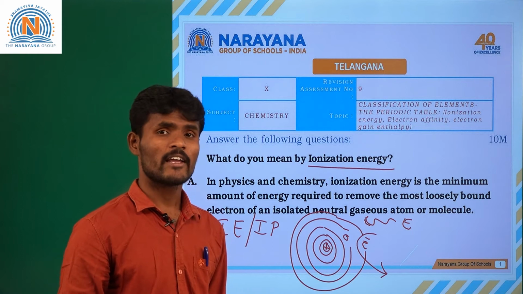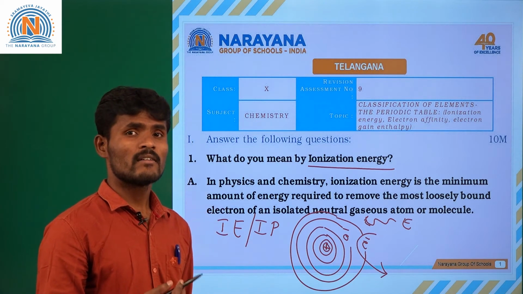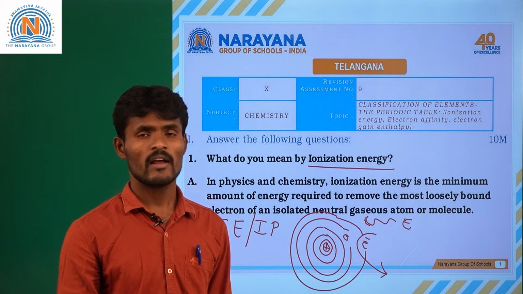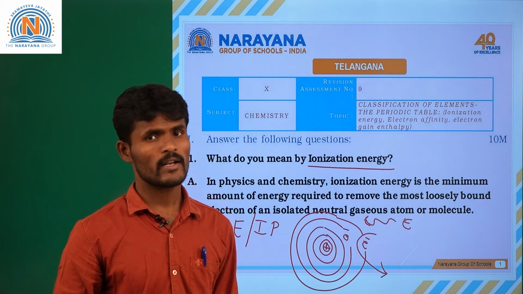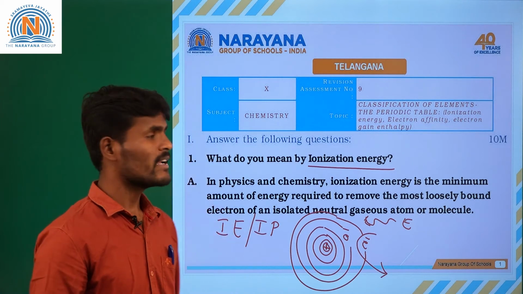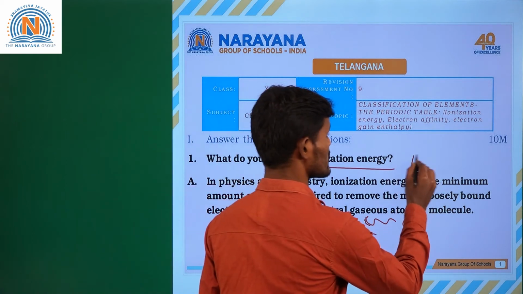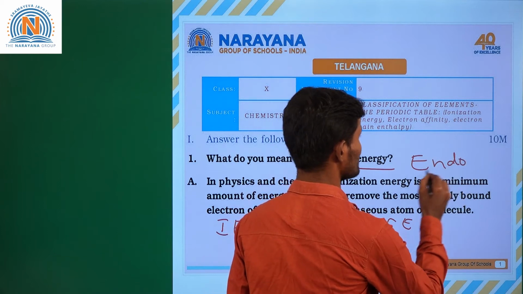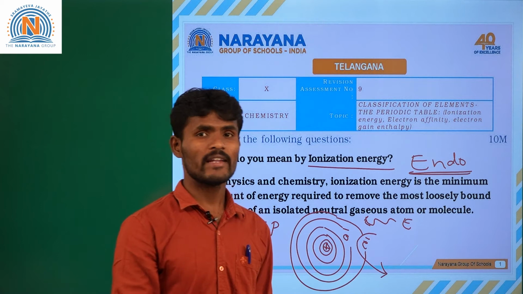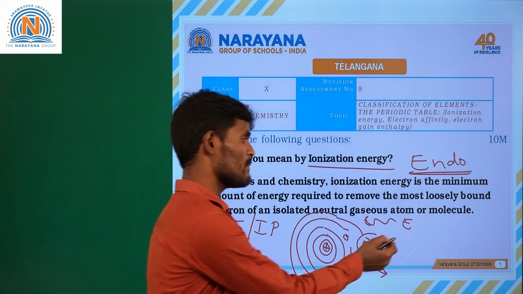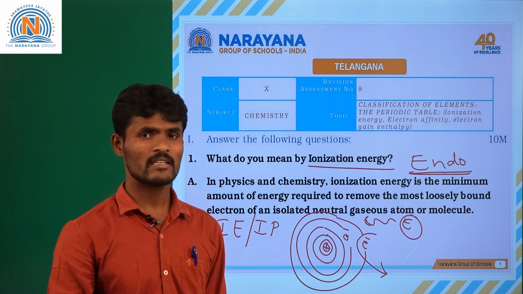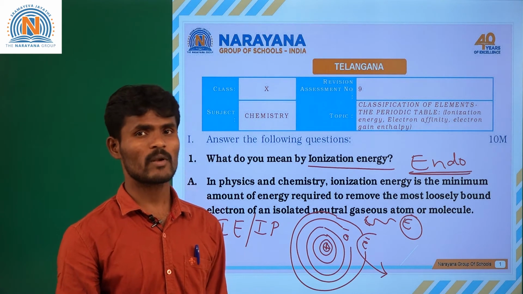Ionization energy can be measured in terms of kilocalories per mole, kilojoules per mole and electron volt per atom. Ionization energy is an endothermic process because it requires energy. Taking in energy, gaining energy, means endothermic process.